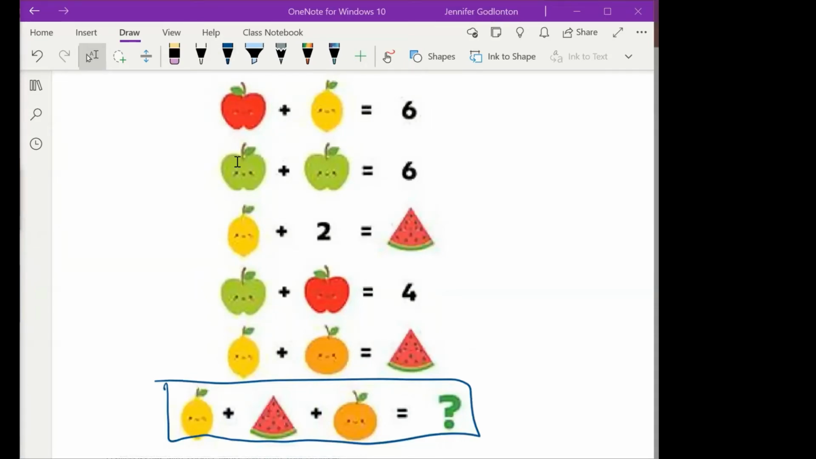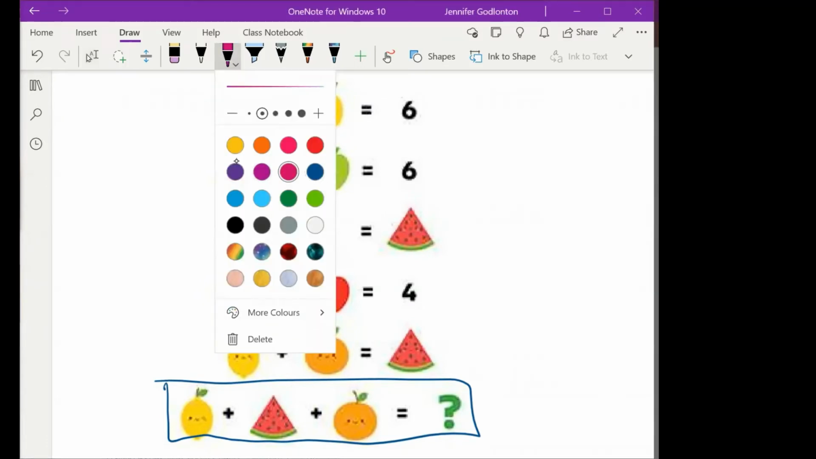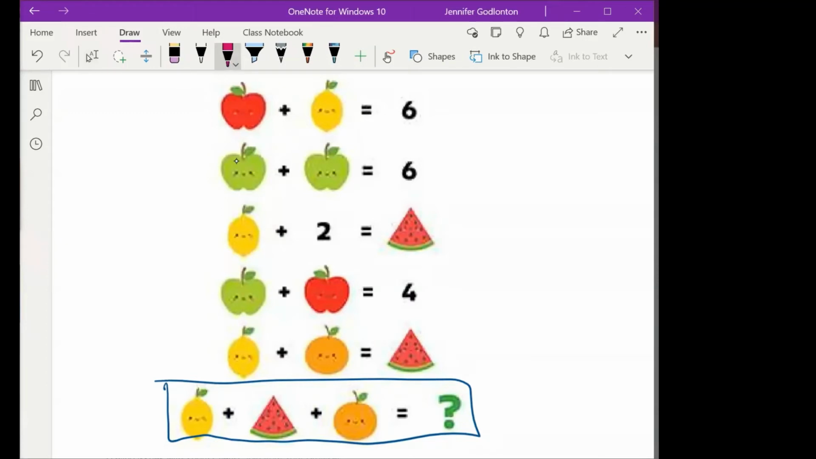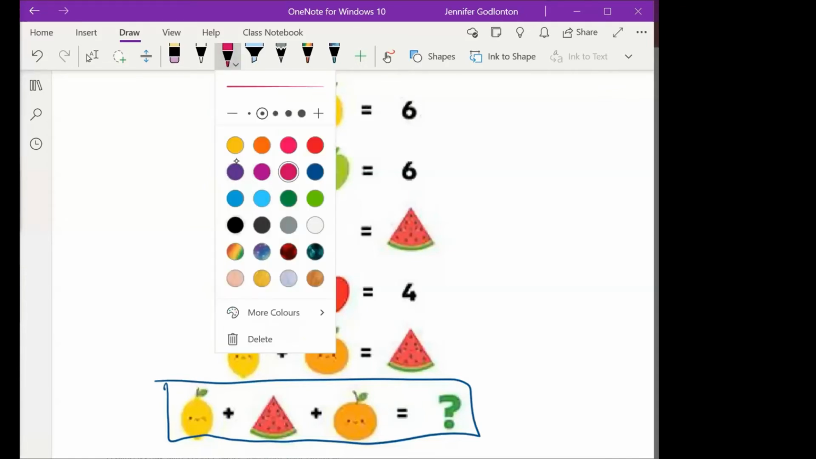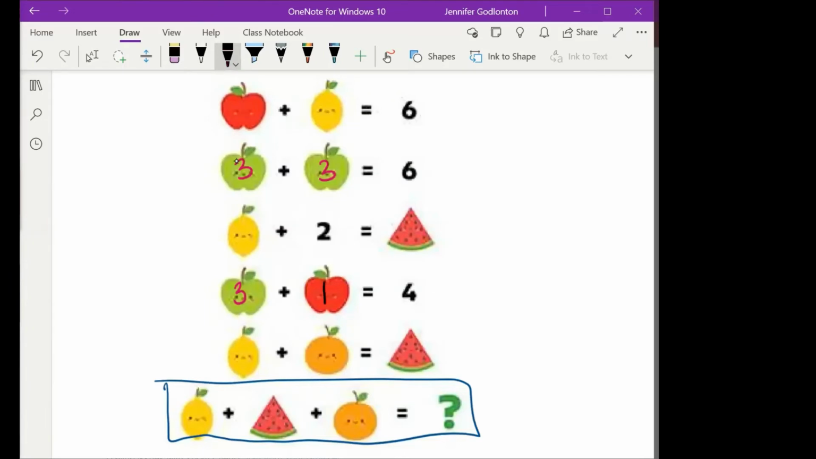So I think the easiest place to start with this one is our green apples because they are the same as each other. So we know that our green apples each have to be 3 because we're trying to get to a total of 6. And that means that this green apple here is 3, which means that this red apple has to be 1. Oh, sorry, you can't really see that color in there. Let's change it up. Okay, so we know red apple's 1 and we know the green apples are 3, which means that this red apple is 1, which means our lemon is 5. Okay, we've got our 5.